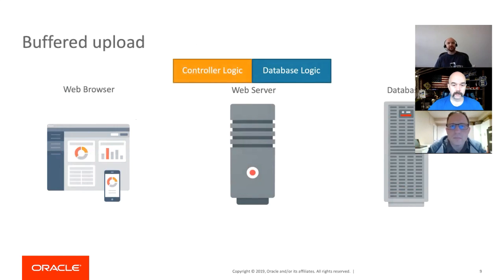The way it works with a buffered upload: the web browser does an HTTP post, and we build up a buffer in memory in the controller logic. Once that's there, we can pass that buffer over to the database logic, which can then just do an insert with the buffer. This is by far the simplest way to get files up and into the database. Of course, downloads work exactly the same going back down.